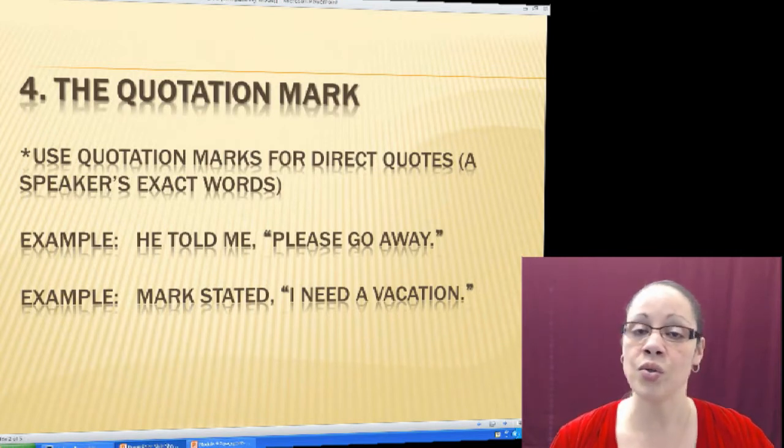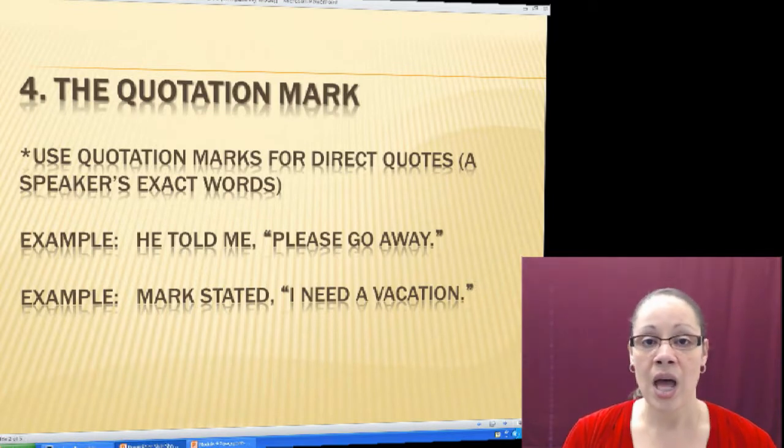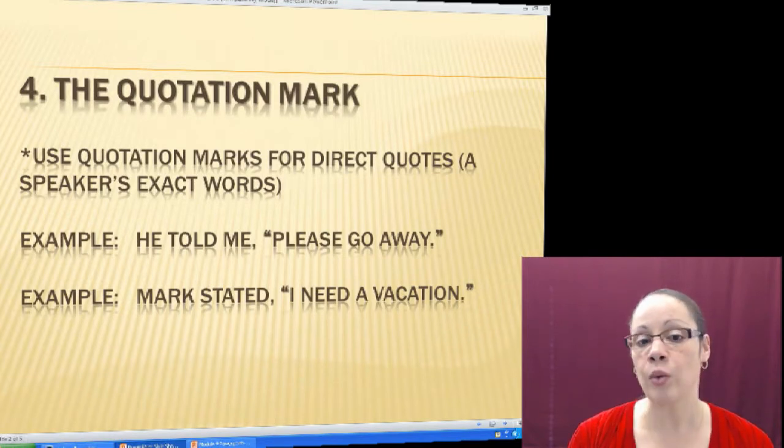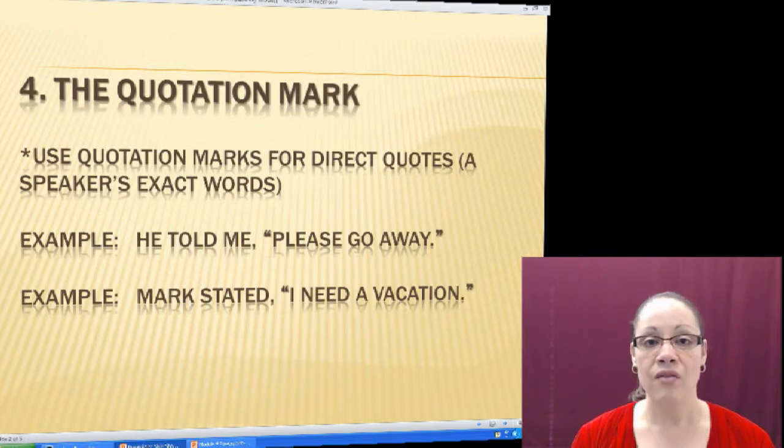Now, to introduce my direct quote of what that person told me, I'm going to open up my quotation marks right before the first word, please, and then after please go away, I'm going to end my quotation marks. And if you notice, because this quotation comes at the end of the sentence, I am going to put my period in front of the end quotation mark. So right after away, I'm going to put my period, and then I'm going to close out my quotation with the end quotation marks.